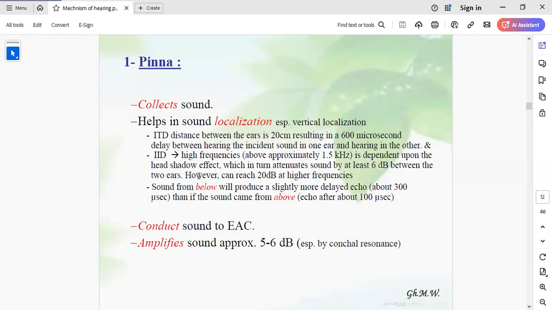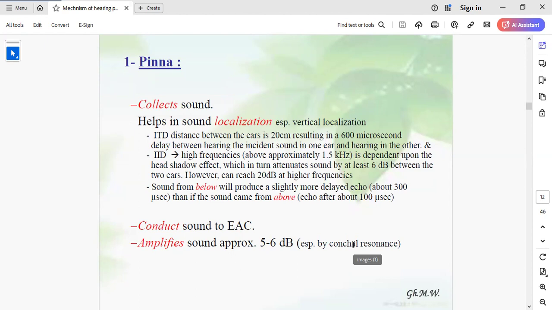Interaural intensity difference mainly affects high frequency, and is called head shadow. It is attenuation of sound from right ear to left ear when sound comes from the right side. So the right ear will hear it louder than the left ear. The head causes dispersion of sound energy before it reaches the left ear, about 6 dB between both ears. Sound is louder in the right ear than the left ear by 6 dB, and it can reach 20 dB at very high frequency. Sound from below will produce a slightly more delay, about 300 microseconds, than if sound comes from above.